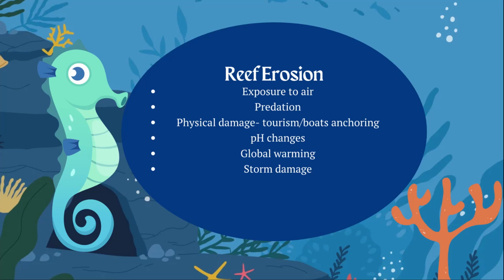But what causes reef erosion, which is just the breakdown of a coral reef? Well, first, if the coral reef is exposed to air, that's going to kill the reef because they cannot be exposed to air. They have to be in shallow water, but they cannot be exposed to air. Predation. The crown of thorns starfish, COTS, actually consumes coral reefs. Now, it does maintain a good balance in a coral reef. However, if there are too many crown of thorns starfish, that's going to actually break down the reef rapidly, causing it to die.